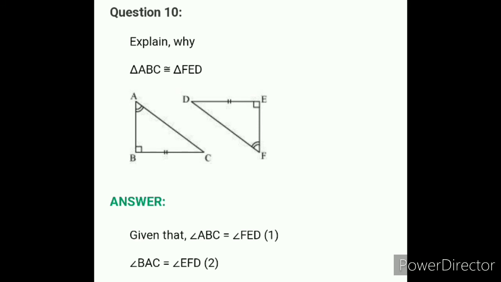Question 10. Explain why triangle ABC is congruent to triangle FED. Why are they equal? Both triangles are right angle triangles, right? Angle B is a right angle here. Here angle E is a right angle. Its opposite side AC is the hypotenuse. Here the opposite side DF is the hypotenuse.